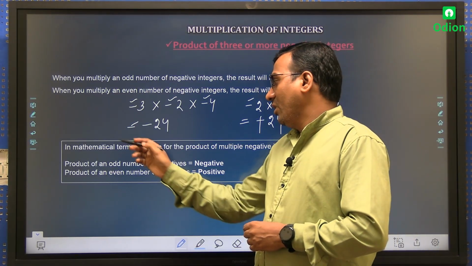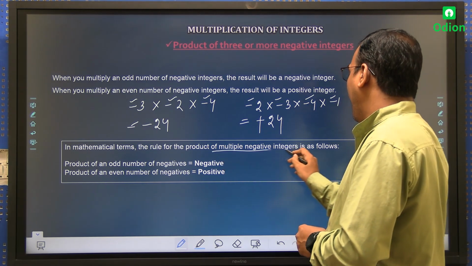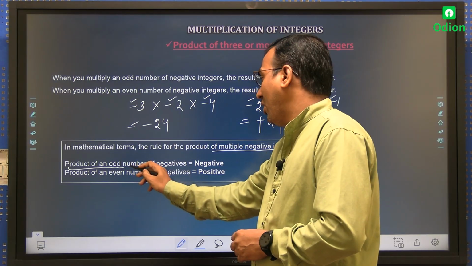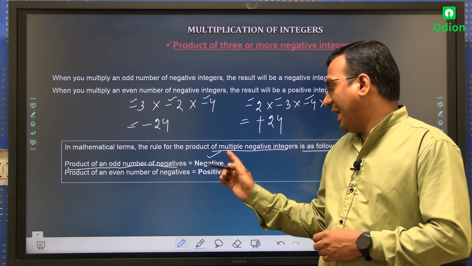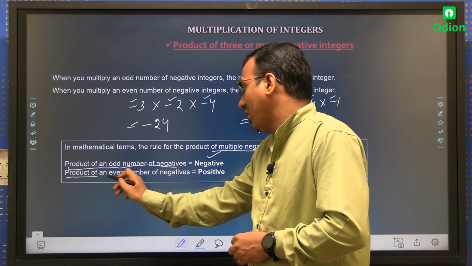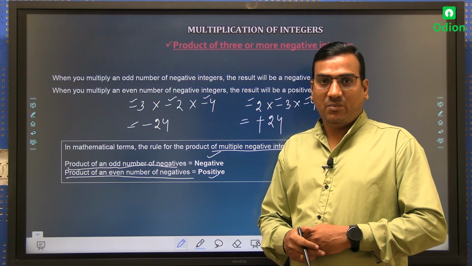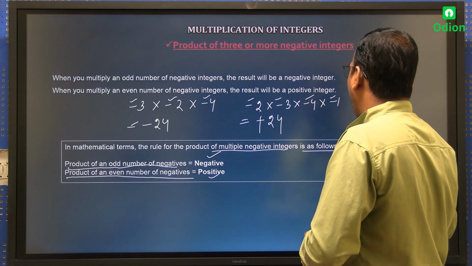In mathematical terms, the rule for the product of multiple negative integers is as follows. The product of an odd number of negatives gives a result in negative form. The product of an even number of negatives gives a result in positive form. Okay students, then go for the next.